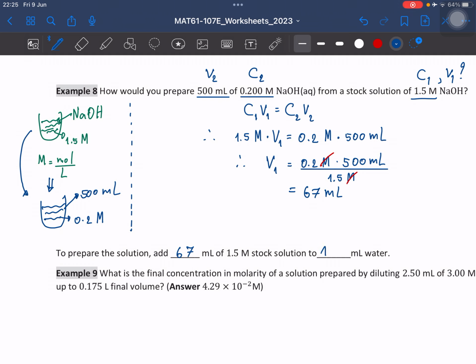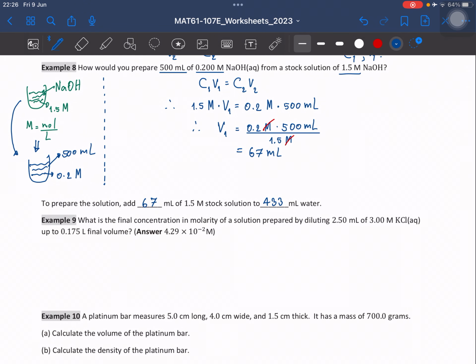So that we have to add it until the volume is 500 milliliter, so you have to add more water, 433 milliliter of water. Okay, and the rest is quite easy. Look at it here.